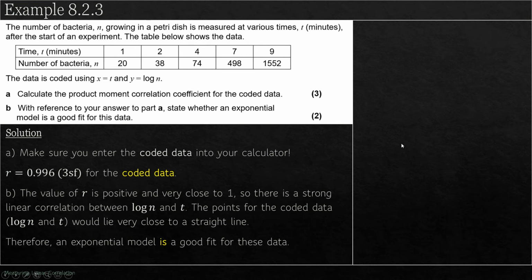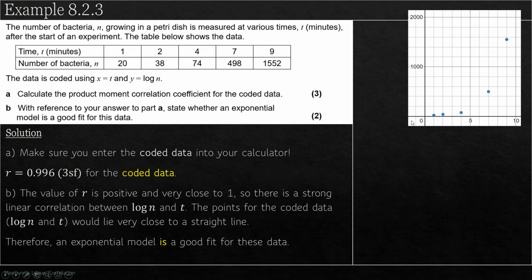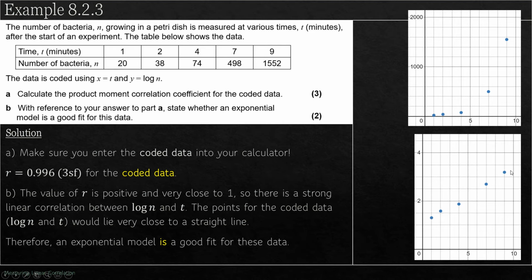Just as a little extension, if you were to draw the original data on the scatter graph, this is what you'd see. And it does seem to have an exponential curve. But to be sure, we can log either both variables or just one of them. In this example, we logged just the n values. And if you drew a graph of the coded data, this is what you get. As you can see, very close to a straight line, hence the very strong positive linear correlation. So because the logged data fit a straight line, then the original data fit an exponential model.